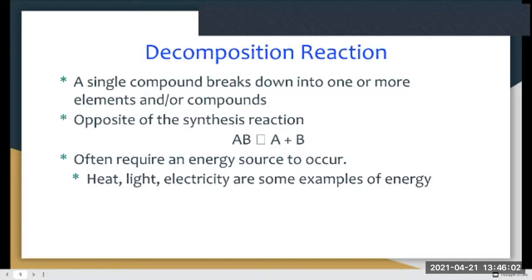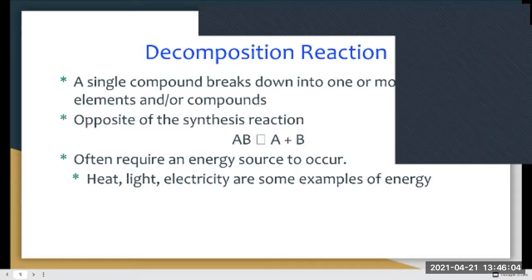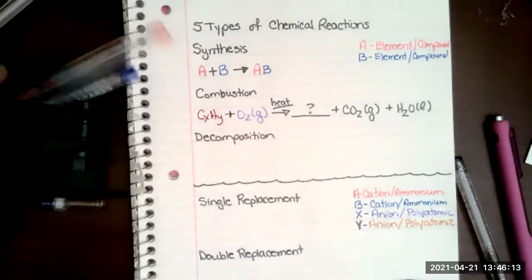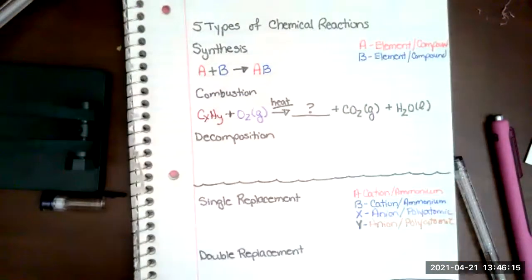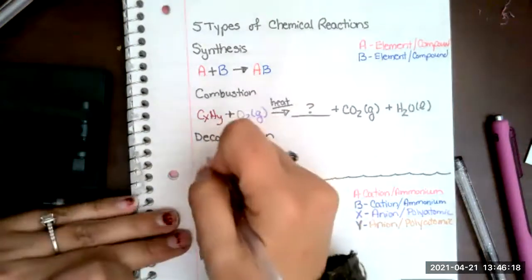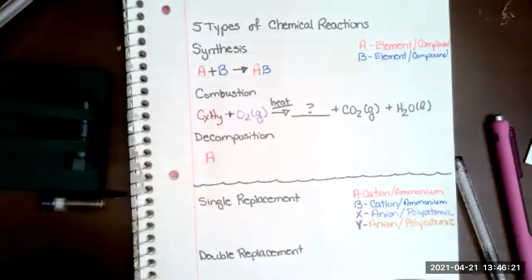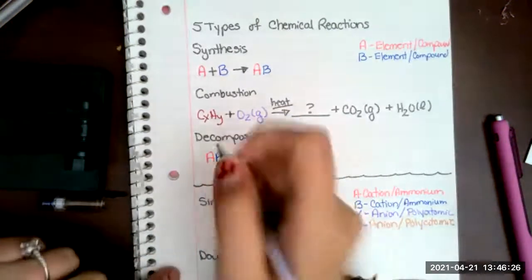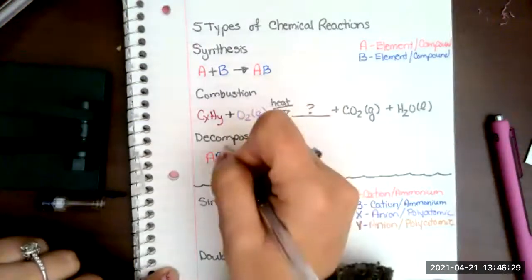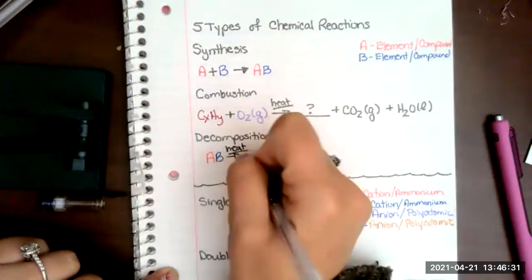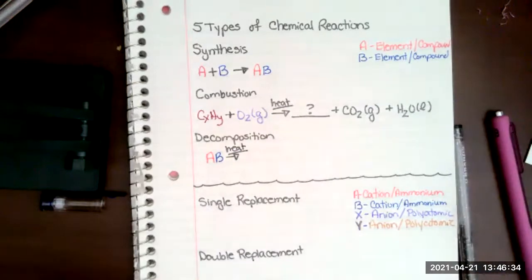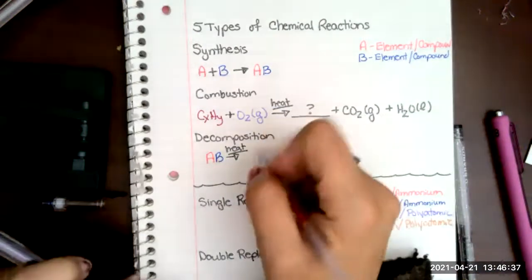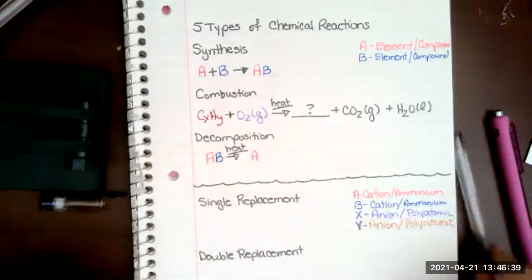Let's look at what a formula for a decomposition reaction might look like. We're going back to our A and B formula. So it's going to be AB, because it's going to be a compound, and that's why they're put together. And it's going to decompose, and there's going to be some form of heat potentially here: heat, light, electricity, and that's going to be A plus B.